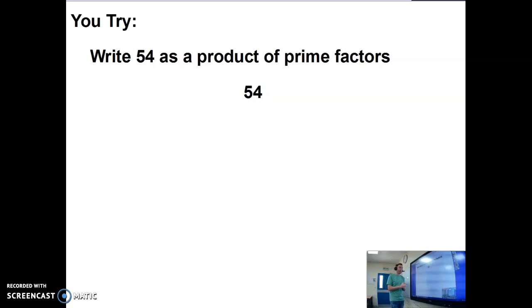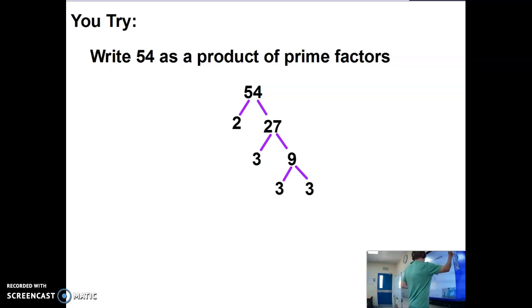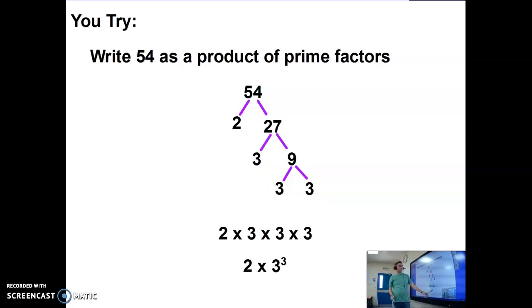Try 54. So pause the video now, write it down, and get your factor tree going. Here is your answer. So we divide it down there. We get 2 times 3 times 3 times 3, which is 2 times 3 cubed.